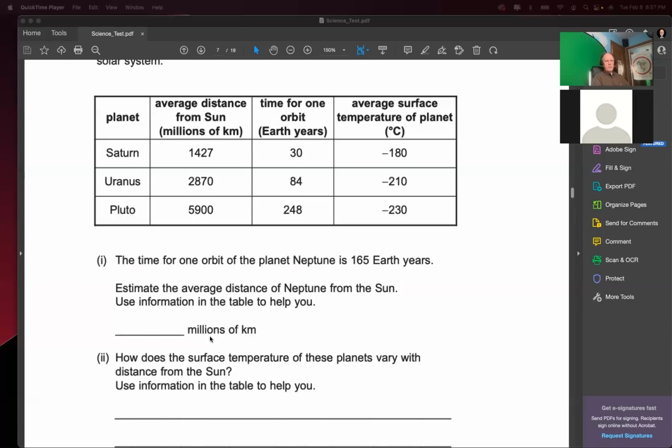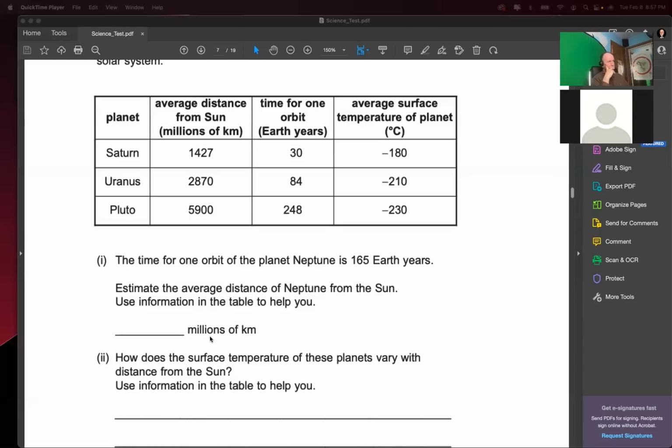How does the surface temperature of these planets vary with distance from the sun? I could just say it decreases. It decreases with what? It decreases with increasing distance. You can't say exactly how they're proportional, but it decreases when you increase distance from the sun. Okay, explain why the temperature varies with distance from the sun in this way.